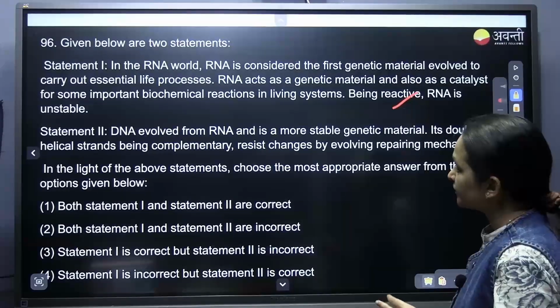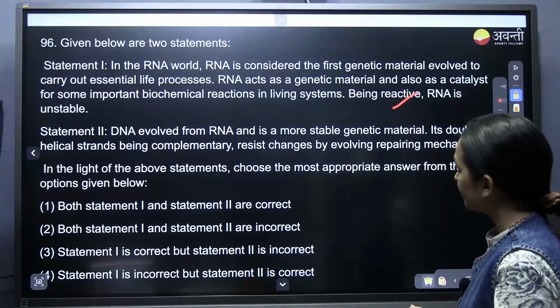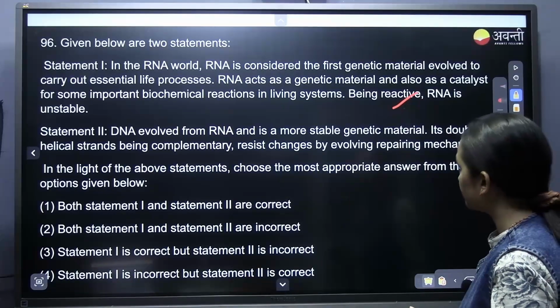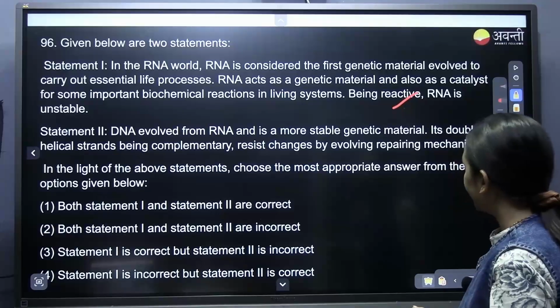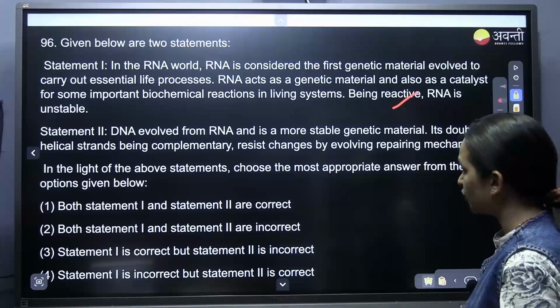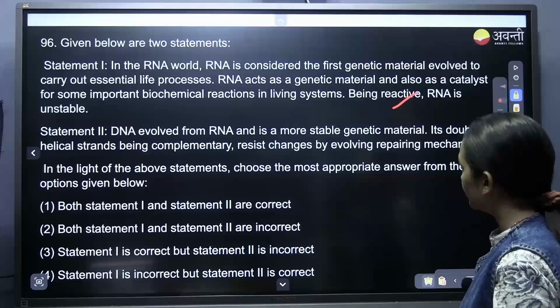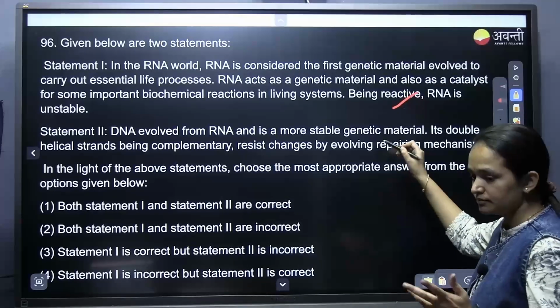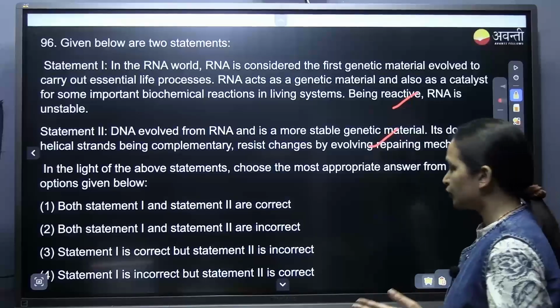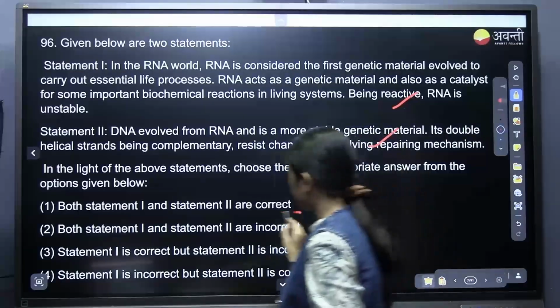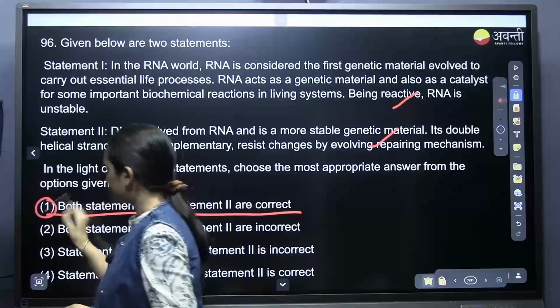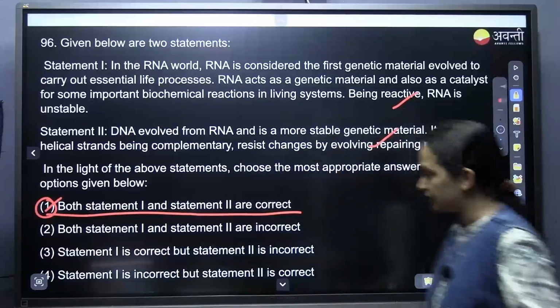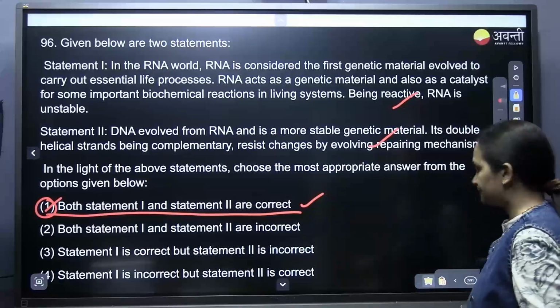Statement 2: DNA evolved from RNA and is a more stable genetic material. Its double helical strands, being complementary, resist changes by evolving repairing mechanisms. Is it correct? Yes. So both statements 1 and 2 are correct. A is the correct answer.